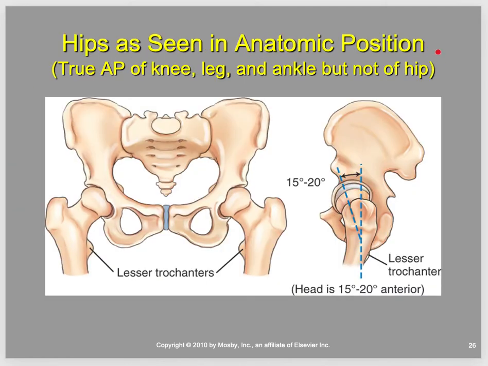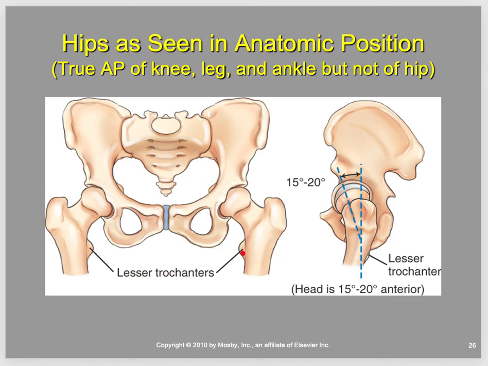So a hip is seen in anatomic position, a true AP of knee, leg, and ankle, but not of hip, okay? So this is a true hip in the anatomic position of an AP of a knee, the lower leg or ankle, but not of the hip, okay? So this head is 15 to 20 degrees anterior, okay? So we'll talk about why this is important when we do a hip image.